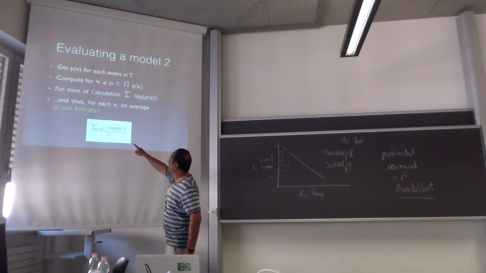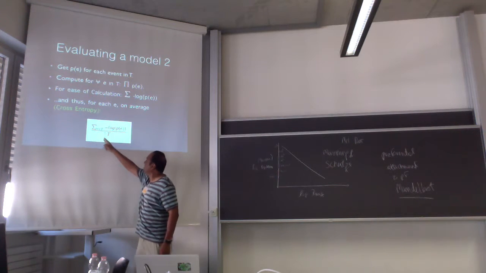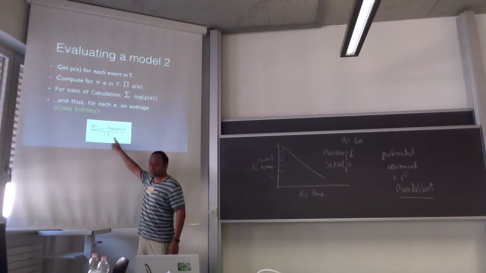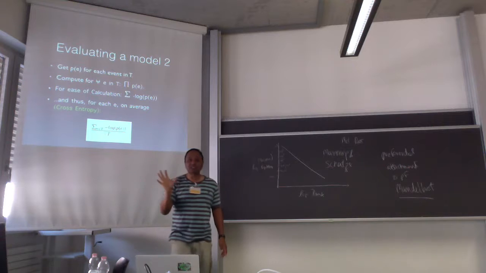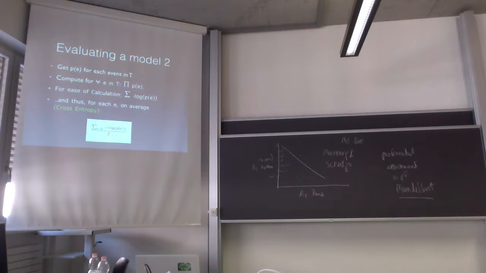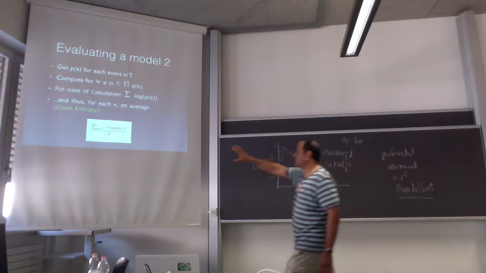So what you end up with in the end is that if you average over the number of sentences in the test corpus, you end up with an average log probability per sentence, per language event in the corpus. Per sentence, what's the average log probability? In some sense, you can think of this as a measure of the amount of information in each sentence. This is called cross-entropy.